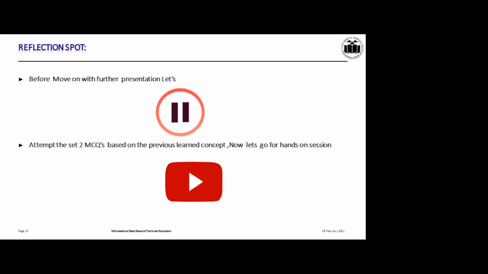Now here is a quick recap of whatever we have learned. Before moving on with the next module, let's pause here. Attend the set 2 MCQs based on the learned concepts. Now let's go for the hands-on session. Let us solve the set MCQ questions.